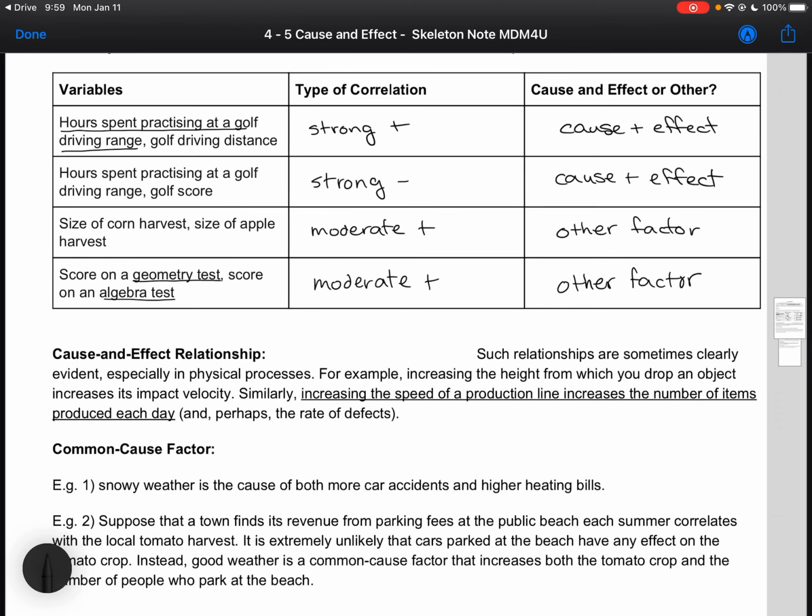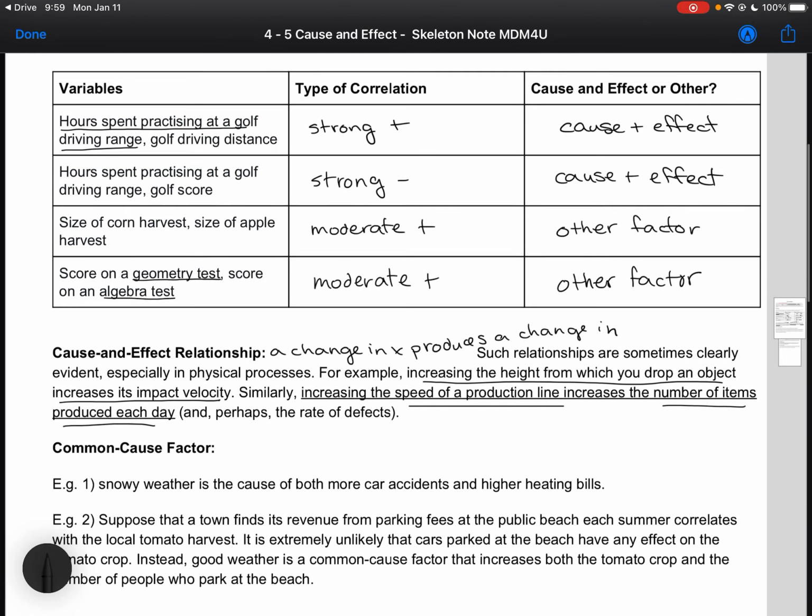A cause and effect relationship is where a change in X produces a change in Y. So relationships are sometimes clearly evident. So for example, increasing the height from which you drop an object increases its impact velocity. Similarly, increasing the speed of a production line increases the number of items produced each day.